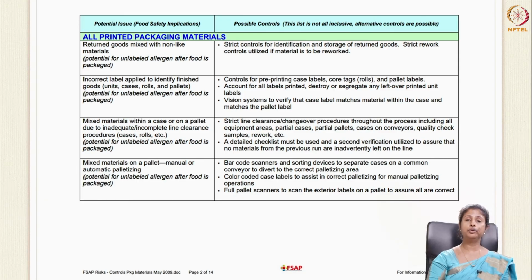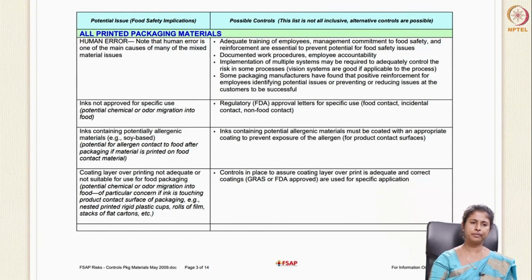Okay? Or you might even have mixed materials in the case. For example, a case is supposed to have one kind of product. You might have a mix just because of human error. So this is again a problem when you label it properly. The labeling on the top might be of a particular product, below it might be another product. These are again problems that can happen in the packaging industry.